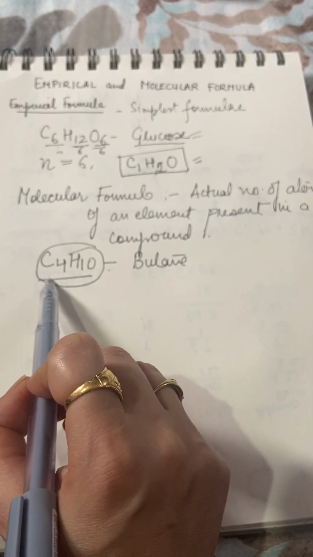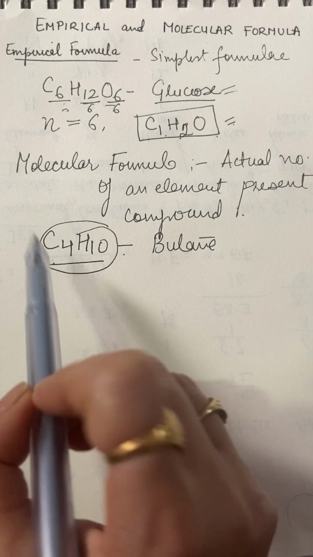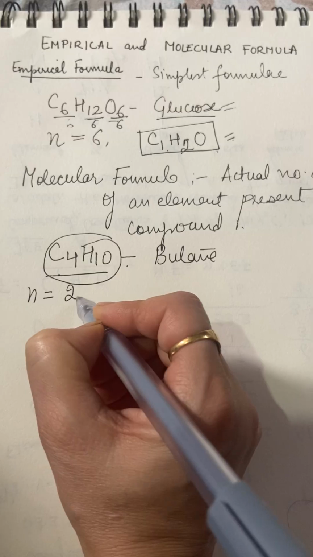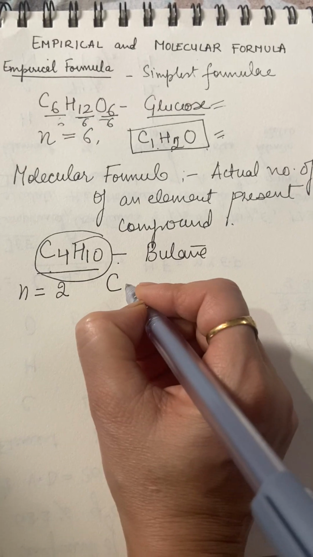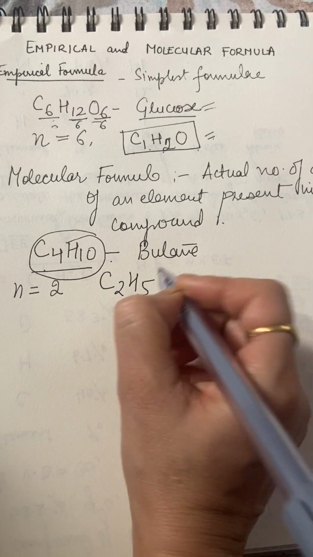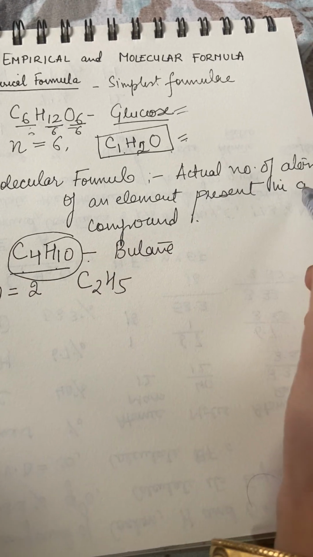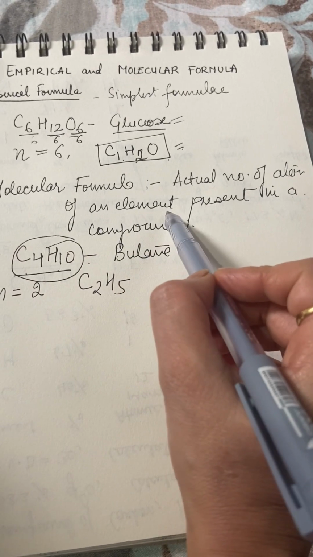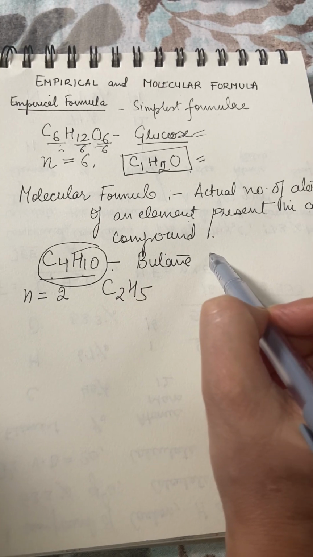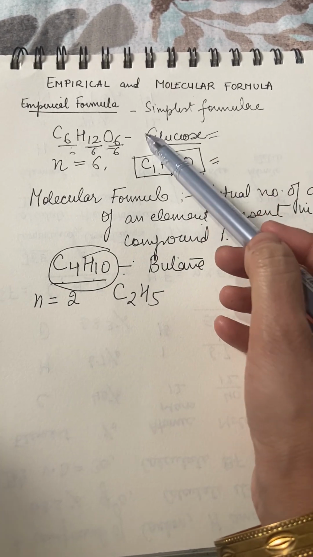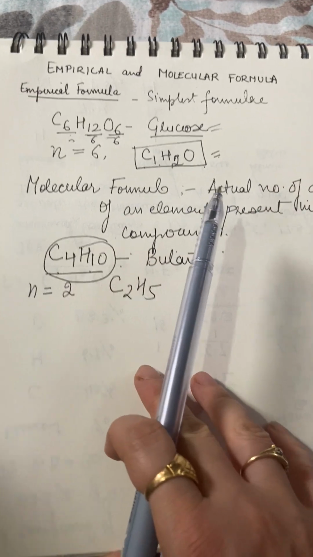If I have to calculate the simplest formula for this, what will I take? I will take a common integer. The common integer here is 2 and it will be C2H5. But molecular formula is a chemical formula which represents the actual number of atoms of an element present in a molecule or a compound. So this is basically the difference between an empirical formula and the molecular formula.